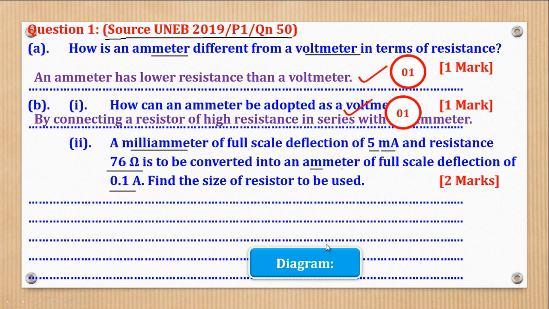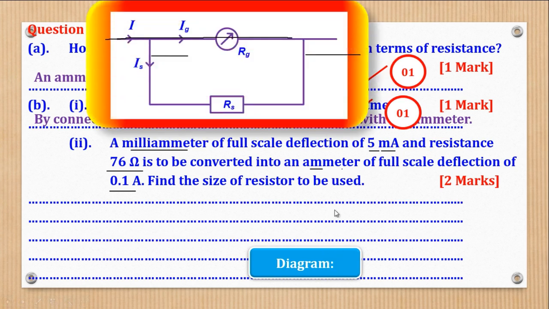So in this case, when you're converting a milliammeter to an ammeter, we connect a shunt resistor in parallel with the milliammeter. So this is the milliammeter and this is the resistor to be connected in parallel with it. So Ig is the current through the milliammeter, which is 5 milliamps, and Is is the current through the shunt resistor, and this I, capital I, is the total current, which is 0.1 ampere.